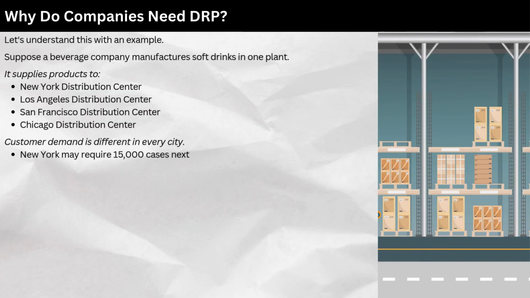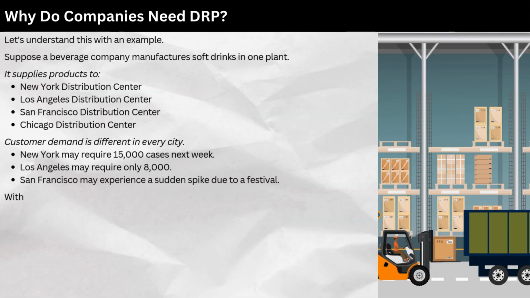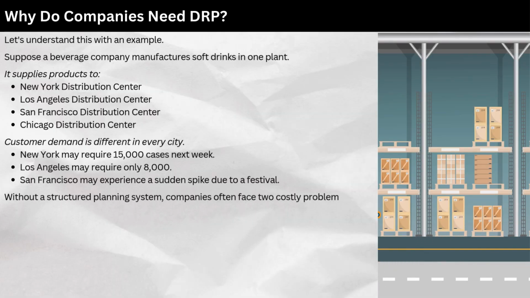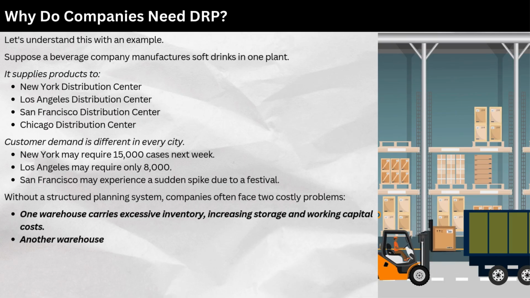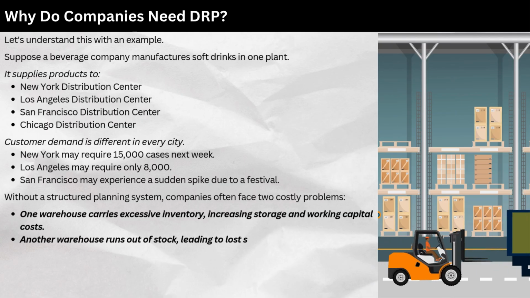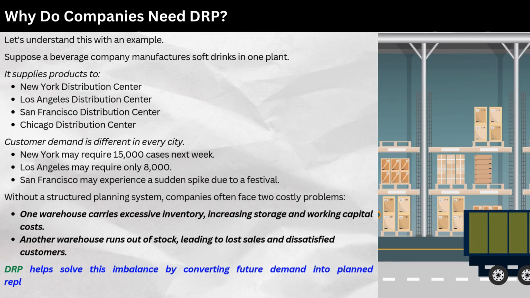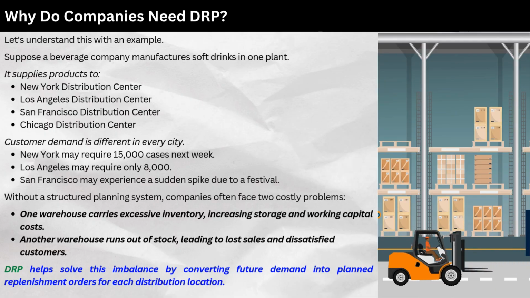New York may require 15,000 cases next week. Los Angeles may require only 8,000. San Francisco may experience a sudden spike due to a festival. Without a structured planning system, companies often face two costly problems. One warehouse carries excessive inventory, increasing storage and working capital costs. Another warehouse runs out of stock, leading to lost sales and dissatisfied customers. DRP helps solve this imbalance by converting future demand into planned replenishment orders for each distribution location.